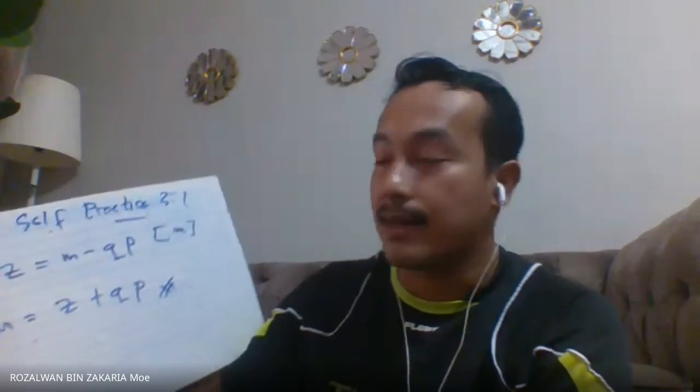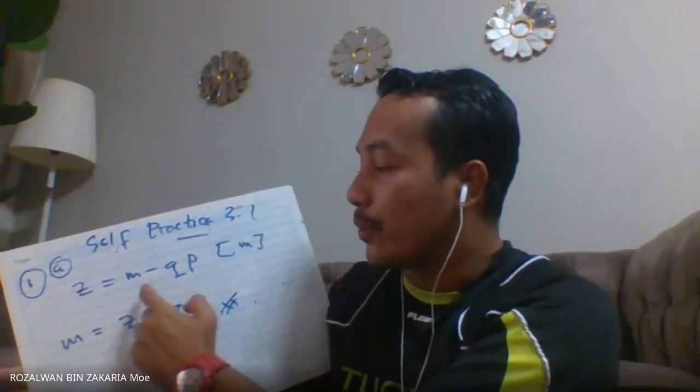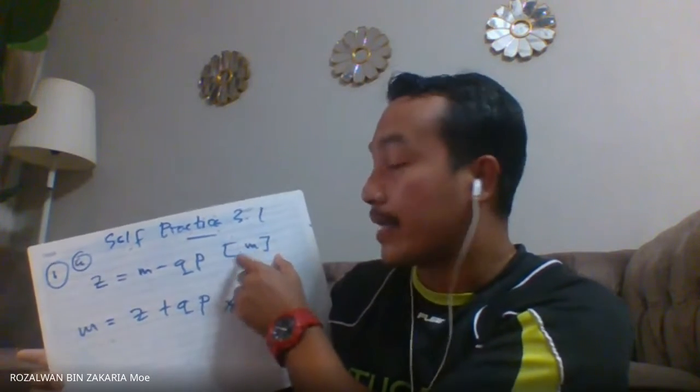Yes, that's the correct answer. So how to make it? The question, listen here. Hopefully you can see this one. Okay, the question is Z equal to M minus QP. Then we have in bracket M, smaller m.